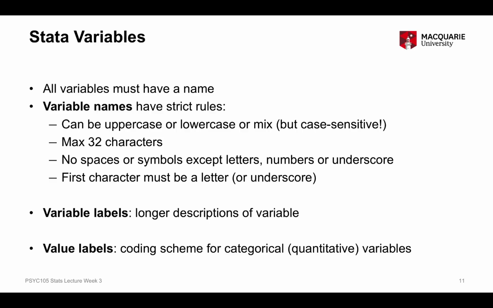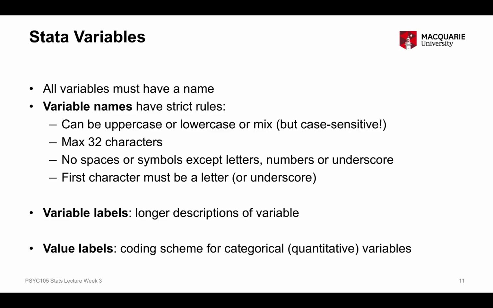The third piece of information that can be stored alongside a variable is something called value labels. This is only relevant for our categorical qualitative variables. I said before that when you have these categorical qualitative variables, what you need to do is to code them. So assign each category, each type, a numeric code, and enter the number into Stata rather than the text itself. So male, female, other was coded 1, 2, and 3.